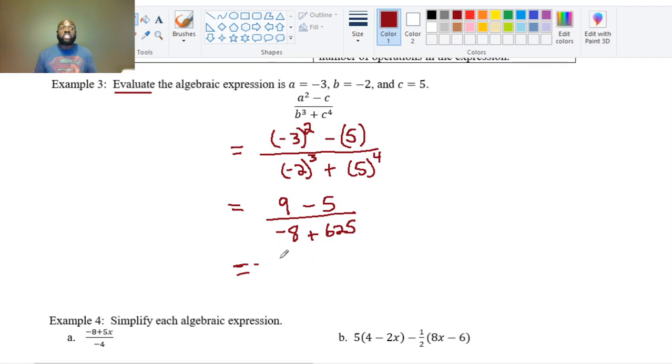I'm going to do them at the same exact time. So that's going to be a 4 divided by a 617. And guess what? We're going to leave our answer like that, and we can't simplify that any further. All right? So that is that. And that is evaluating. Notice how I'm writing this.